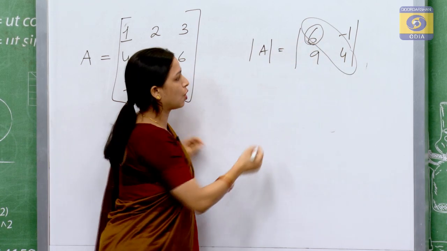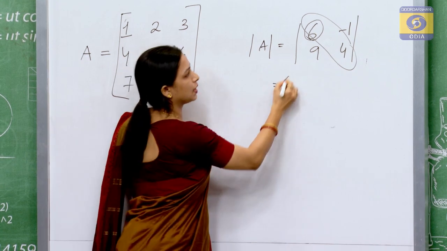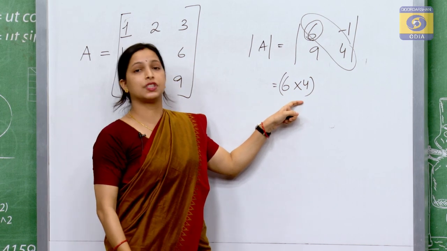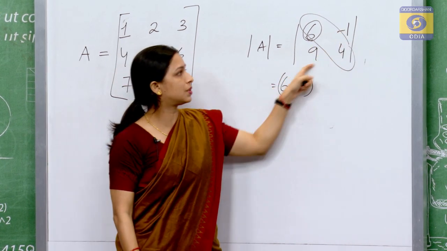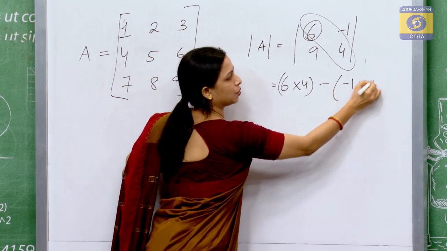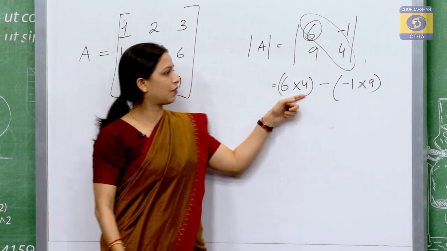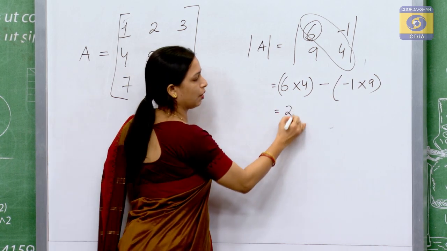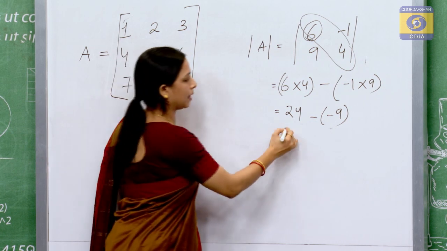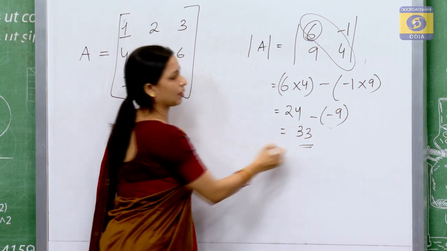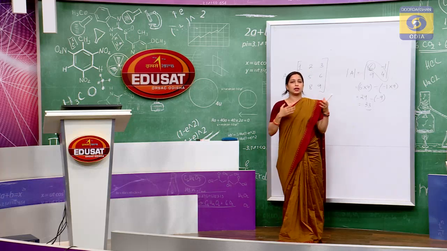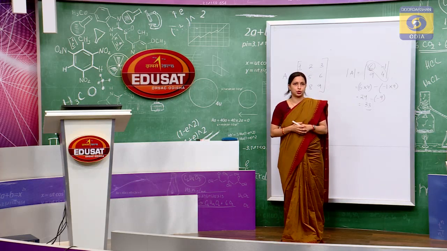So 6 and 4. So we take the product of 6 into 4 and therefrom we subtract the product of the opposite diagonal, right? So minus 1 into 9, right. So, then we find out the product. So, this is 24 and this is minus 9. So, when we add it up, it becomes 33, right. So, this is how we find out the determinant of a matrix of order 2, right.